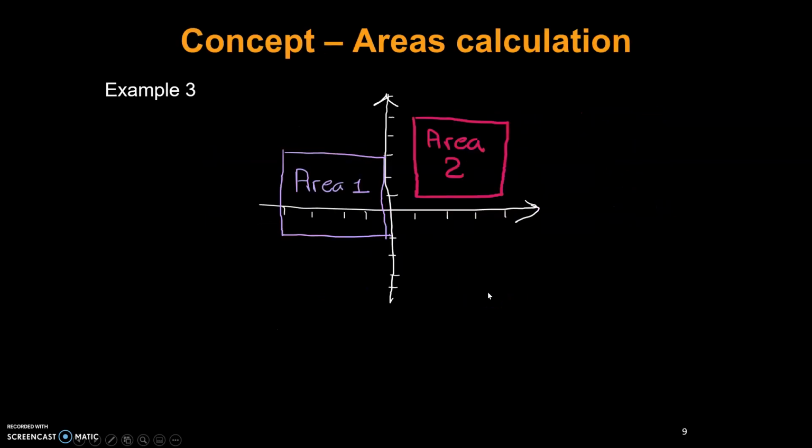Let's have a look at example 3. Even though example 3 is not given, we have to consider this edge case. There will be a case that rectangle 1 and rectangle 2 can be anywhere on the coordinate system. However, there will not be any overlap whatsoever between these two rectangles. So that is the case, example 3.